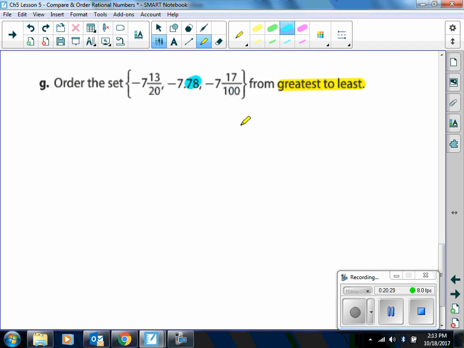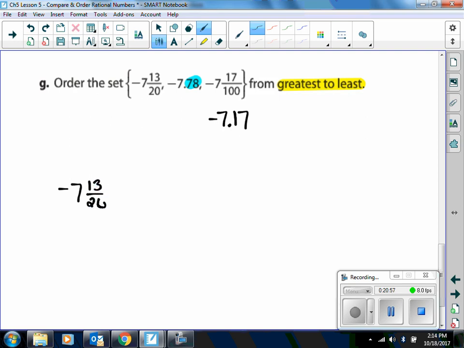So, we can just do that little trick. Well, this one over here is real easy, right? Because that's already negative 7 and 17 hundredths. How do I write negative 7 and 17 hundredths? Very good. Negative 7.17. So that one's a piece of cake, right? So now we just need to change this one. And I'll do that down here. So we have negative 7 and 13/20ths.